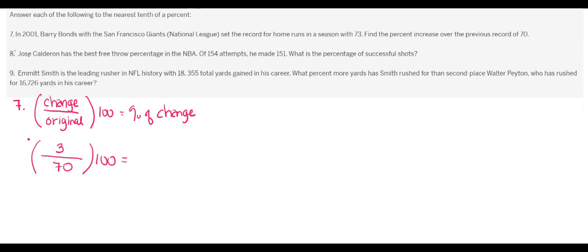When I divide 3 by 70 and multiply by 100, I get 4.3, because I said to round to the nearest tenth, percent increase. So his record increased over the previous one by 4.3%. I would like for you to try number 8 and 9 on your own and bring all of those problems to class tomorrow.